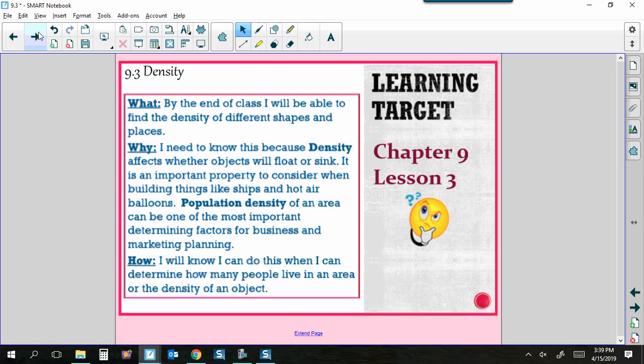What will you be learning? Well, by the end of class, you will be able to find the density of different shapes and, I know it doesn't make sense, places. Very cool places.